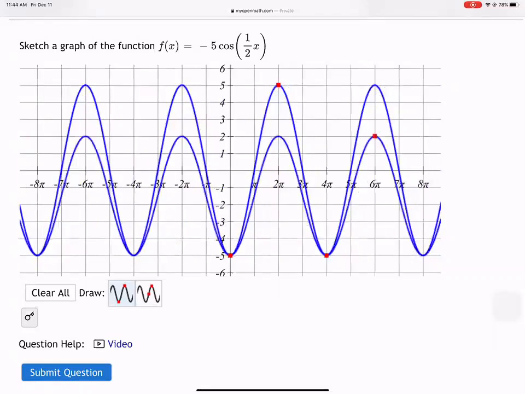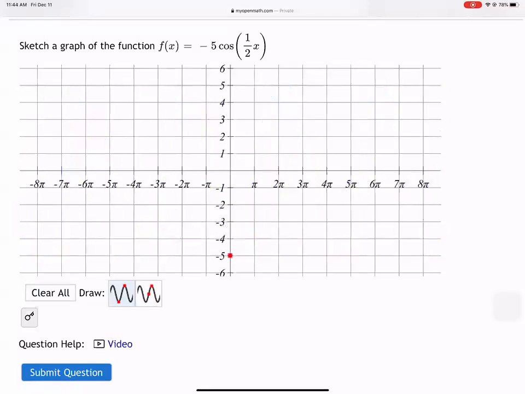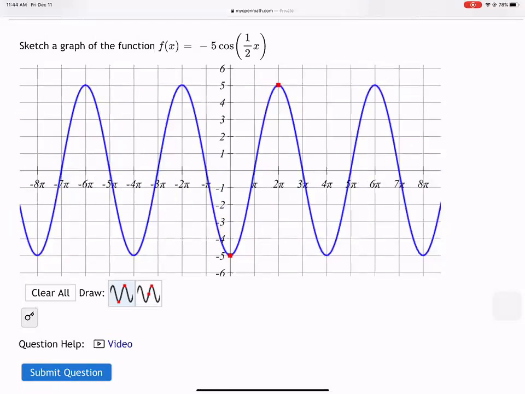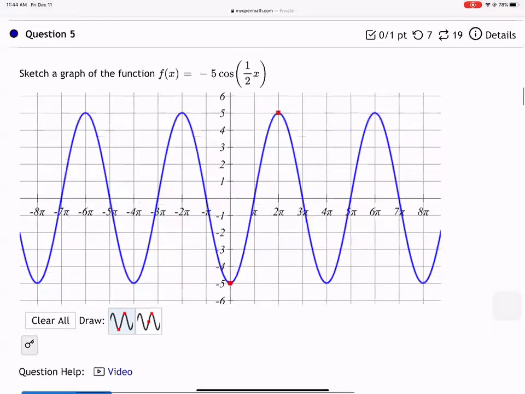I got too many equations going on. Negative 5 to 5. And then I'm going to drag it out so it fits. Okay, so you guys got to practice that. Let's continue.